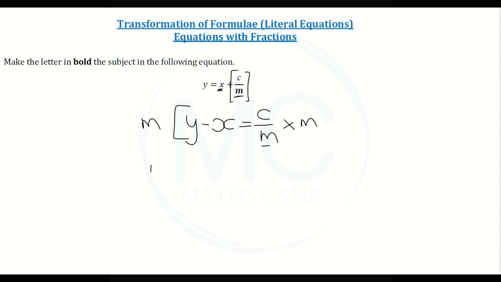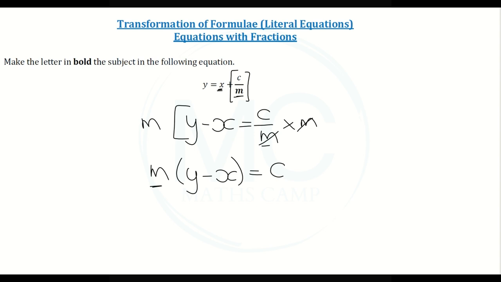On the left, we now have m multiplied by y minus x. So let's put it into a bracket. Y minus x, close the bracket, is equal to, on the right, the m's will cancel, and we're left with c. Now we have c by itself. We don't want c by itself. We want m by itself.